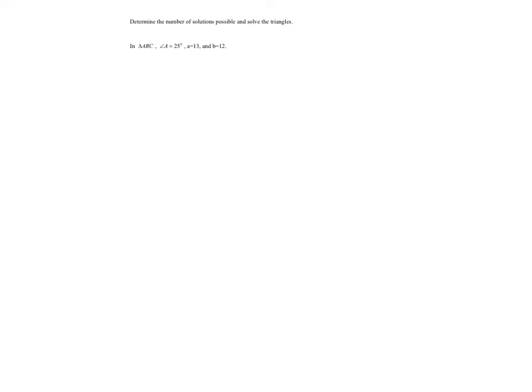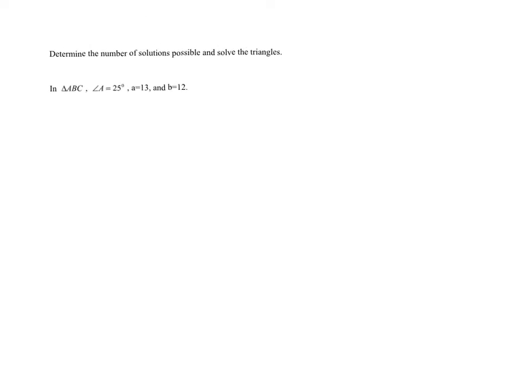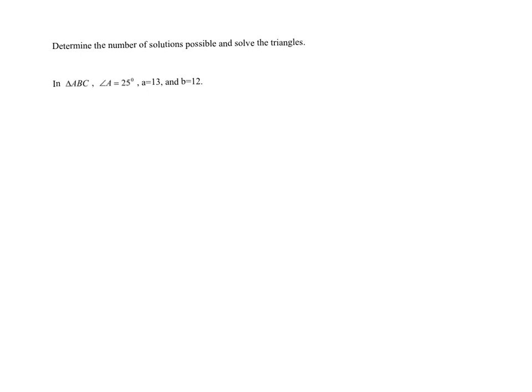So let's go ahead and look at a couple examples. I'm going to try to draw a picture, and then I'm going to use the formulas that we had on the previous page to help me figure out how many solutions I have. What I would always do is first start off by finding h. And h in our case is going to be b sine A, because the angle we have is A. So in this case, that's going to be 12 sine of 25. So h is going to be 5.07.